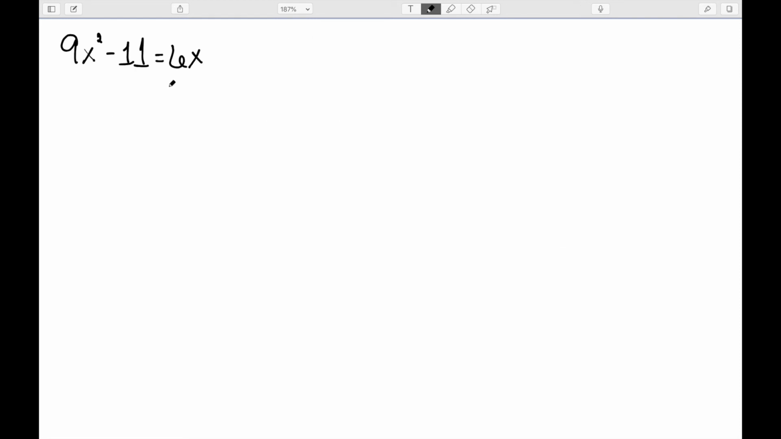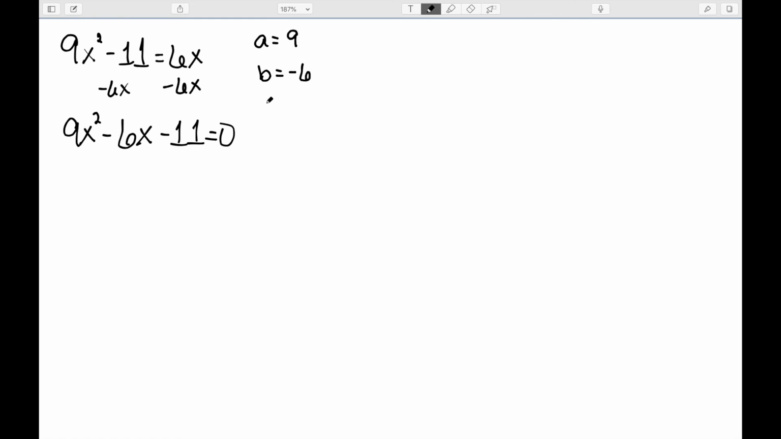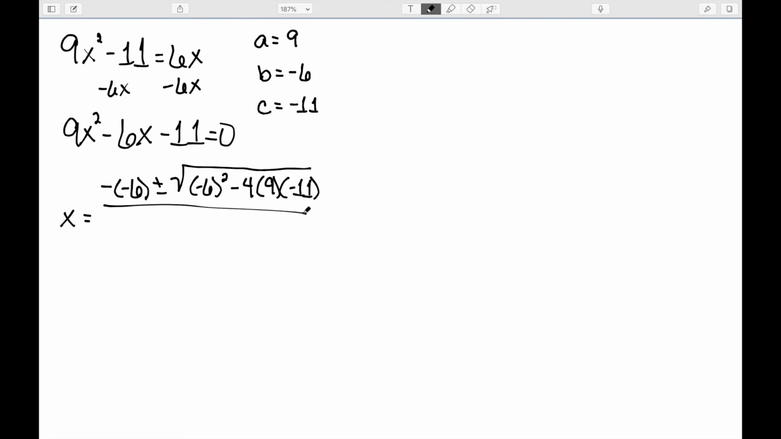Let's do 9x squared minus 11 equal to 6x. We start by getting everything on one side, so I'm going to subtract 6x to get 9x squared minus 6x minus 11 equal to 0. So a is the number in front of x squared, b the number in front of x, c the constant. So my formula says negative b, so negative negative 6, plus or minus the square root of b squared, so negative 6 squared, minus 4 times a, which is 9, times c, which is negative 11, all over 2 times a, which is 9.